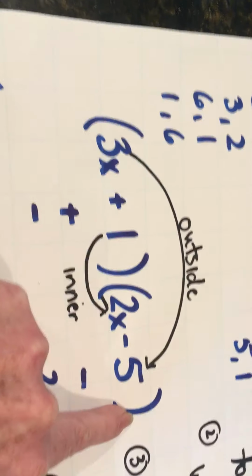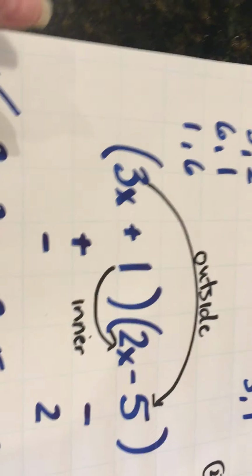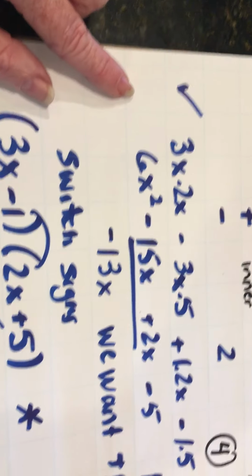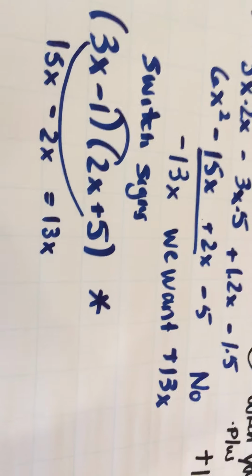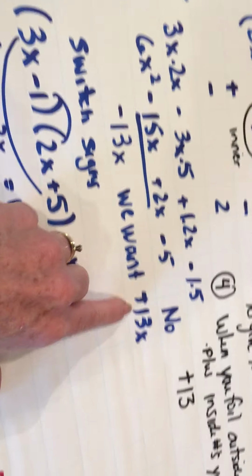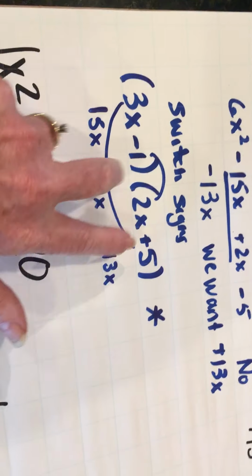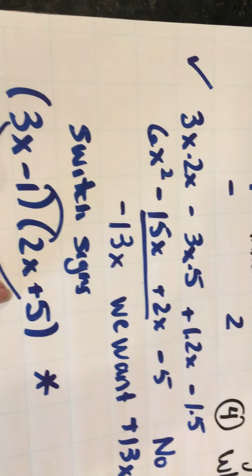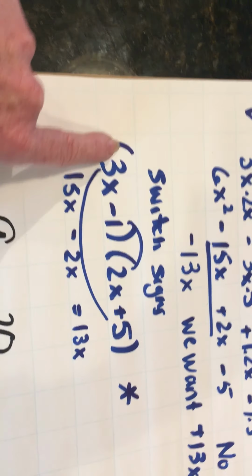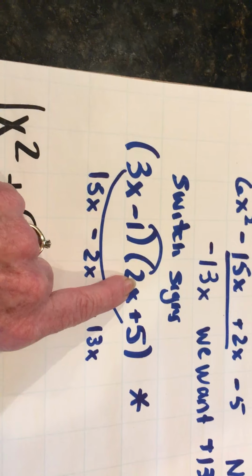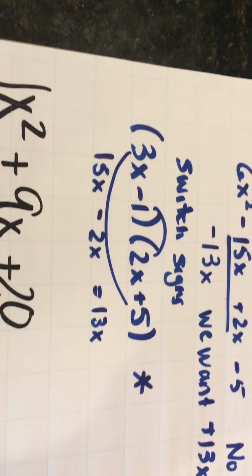So we're looking at what our outside gives us and our inside gives us, and that's where we have to get our positive 13. So I checked it with FOIL, it didn't work. The number was right, the sign was wrong. So when your number is right, but your sign is wrong, all you need to do is switch the signs. What was positive here is now negative. What was negative here is now positive. So let's check and see if it works. Our outer gives me 15x. Our inner gives me negative 2x. When I add those together, I get the 13x I'm looking for.